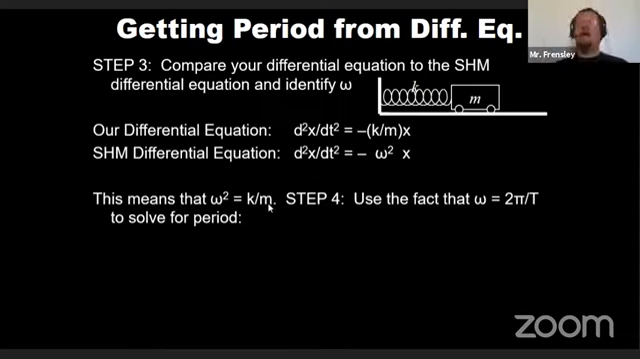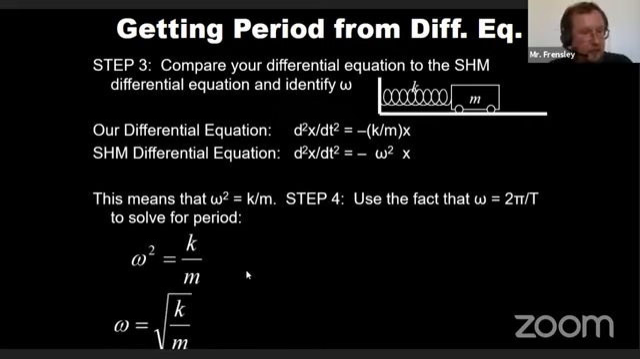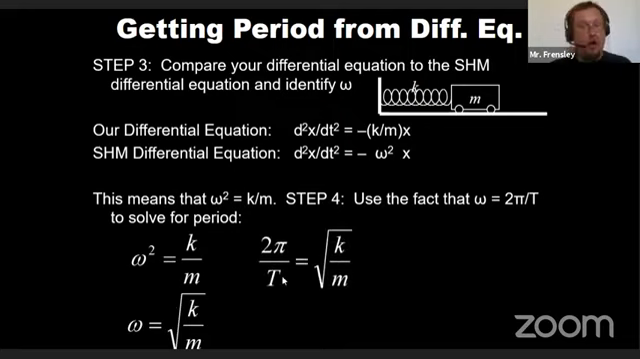Step 4, set omega equal to 2 pi over the period and solve and see what you get. So here I go. Omega squared is k over m. Let's take the square root. Nothing scary yet. Now we're going to say that omega is 2 pi over the period. That's the definition of omega. Omega is 2 pi over the period. That's all omega ever is.